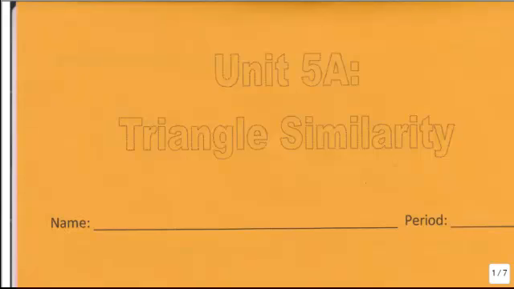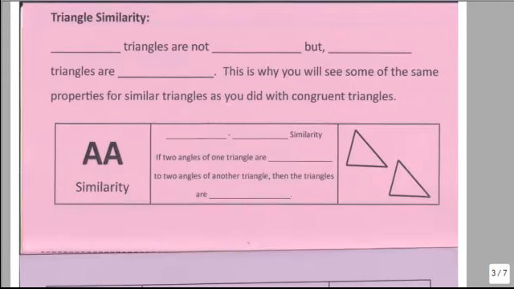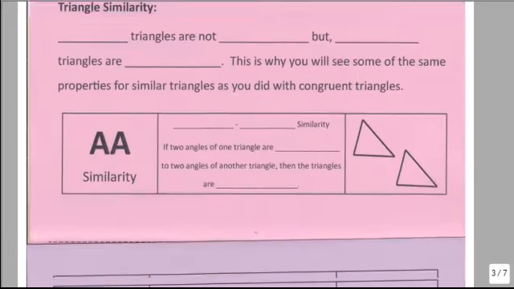So this is Unit 5A, Triangle Similarity. It's our new videos of the new year. Yesterday, or whenever you guys came back from the holidays, you guys learned about the difference between congruent and similar triangles. So today, we're going to look at the specific similar triangle properties. This is the second flap of your foldable.